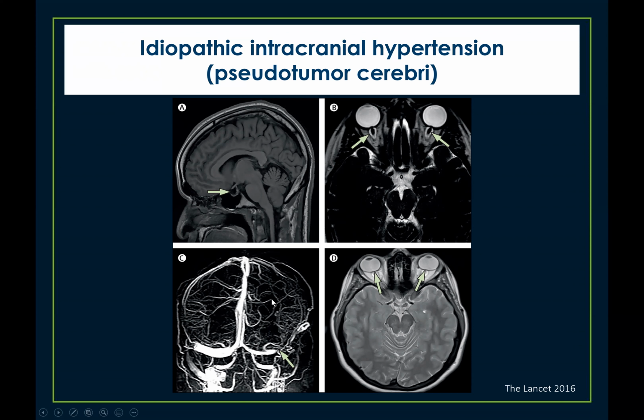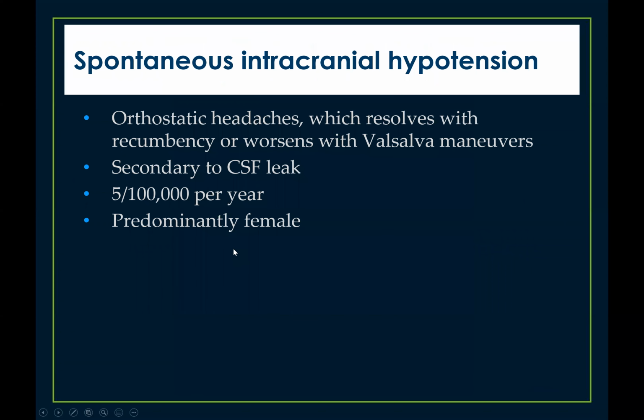If we do an MRV, we might identify areas of stenosis in the venous sinuses, and therefore an MRI of the brain in consideration for MR venogram would be the best imaging approach.